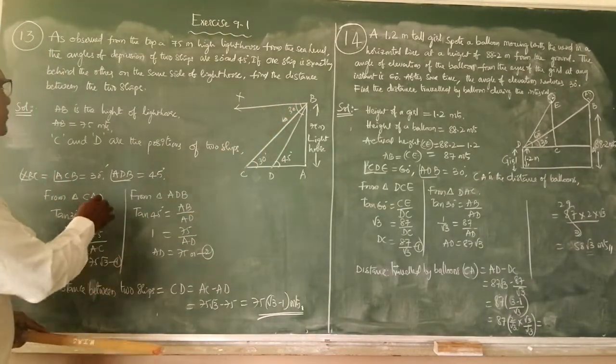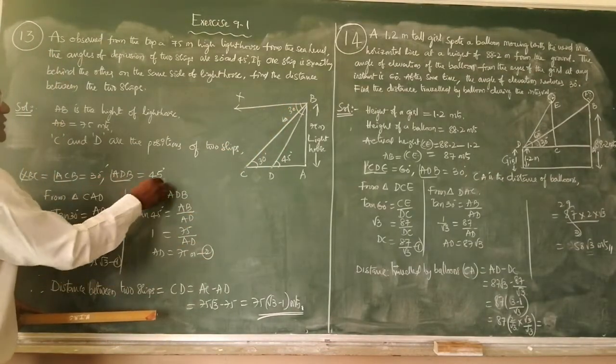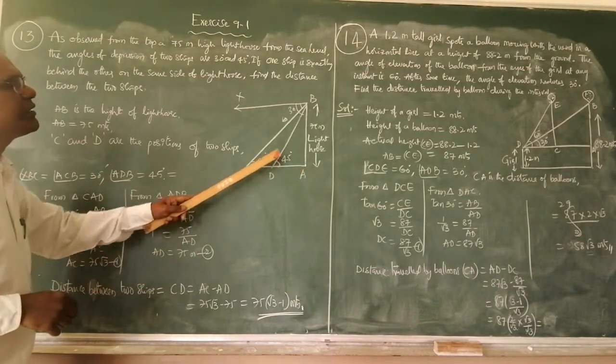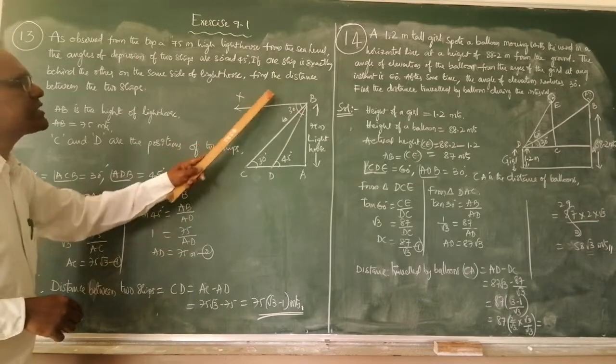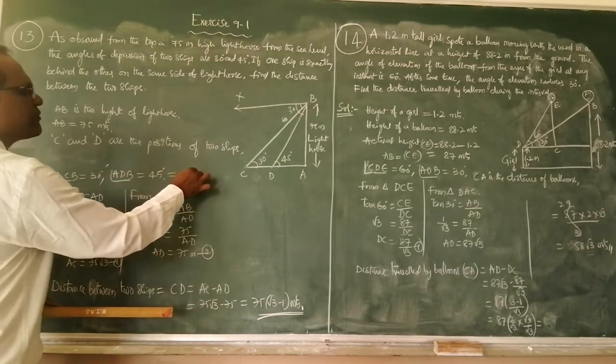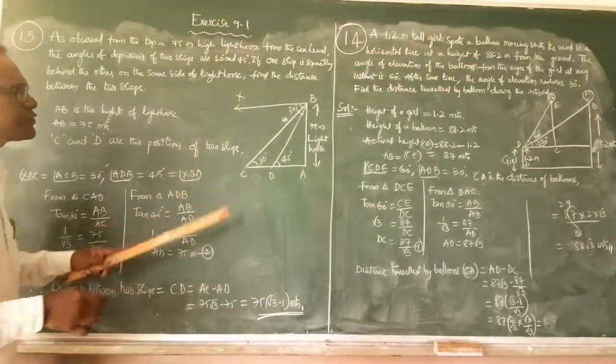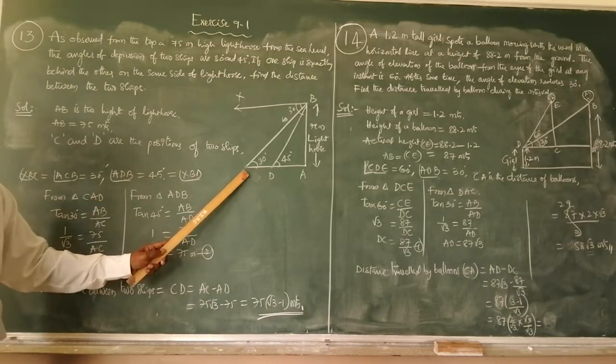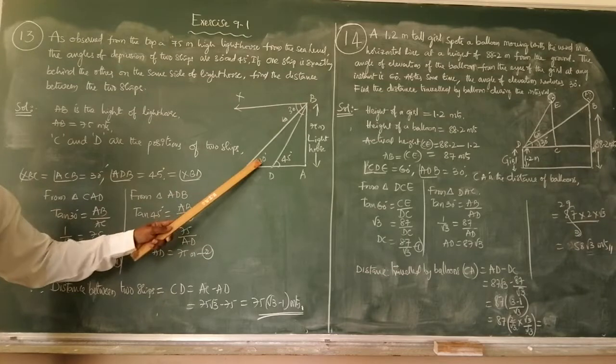Next, the second one: angle ADB equals angle XBD. So these are the two angles. Now I am taking triangle CAD. Where is the triangle CAD? CAD is a right angle triangle.